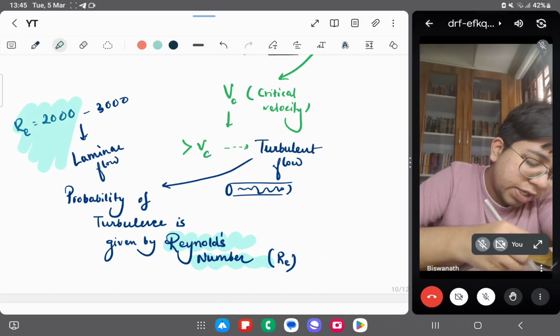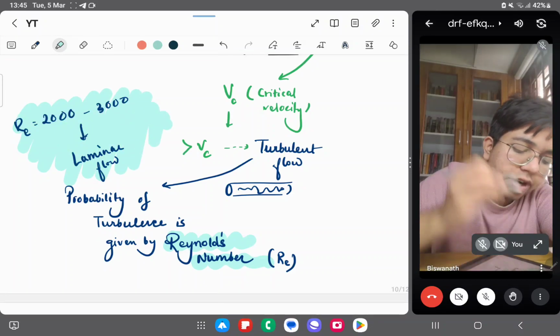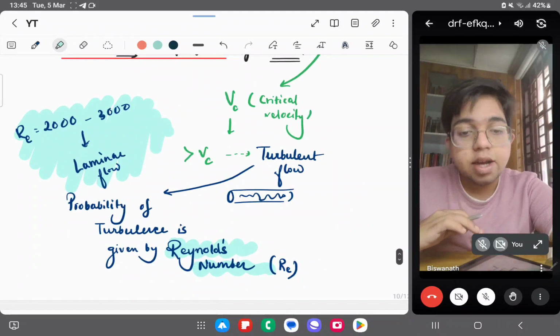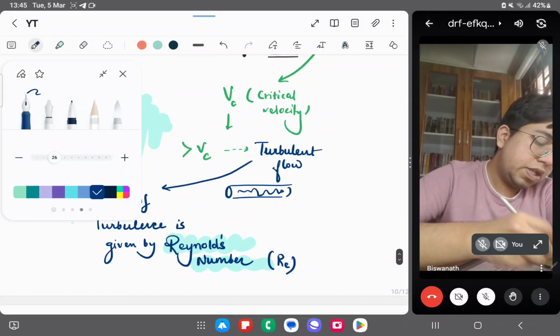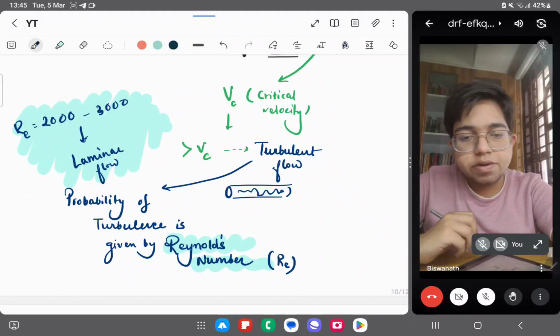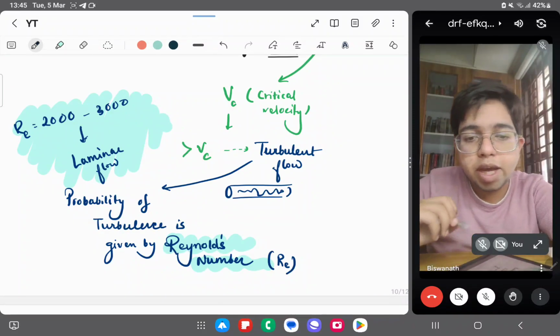Just don't forget this range, because the ranges and the data given in Ganong are very standard. If there is a controversy in any question, then the data given in Ganong will be deemed correct.